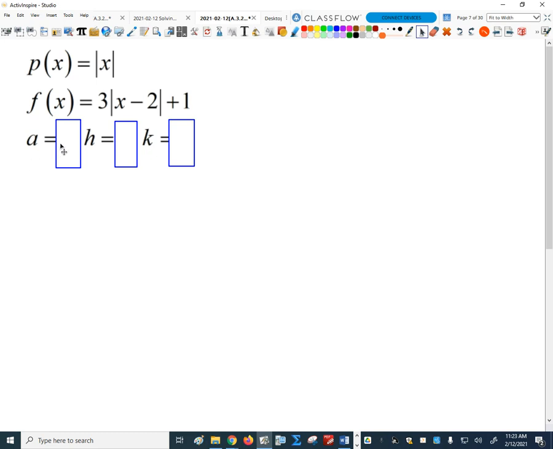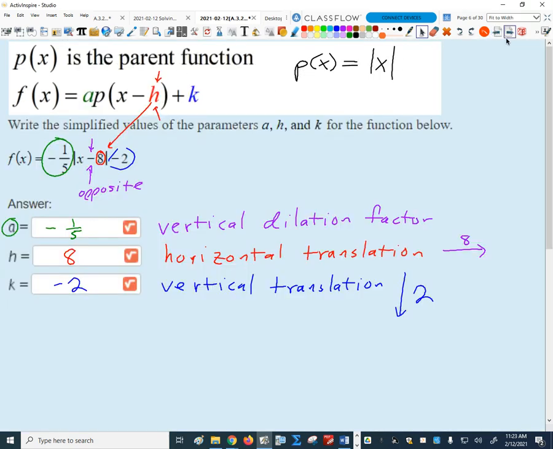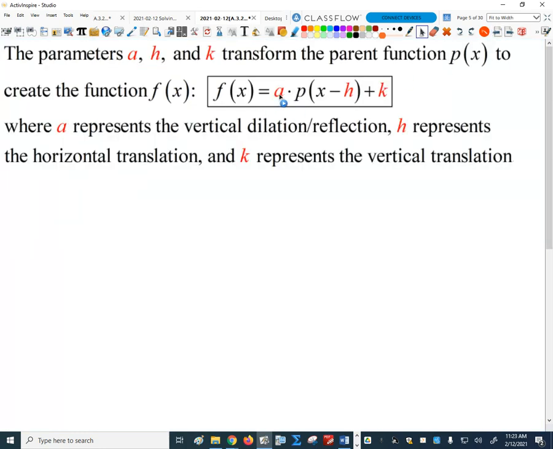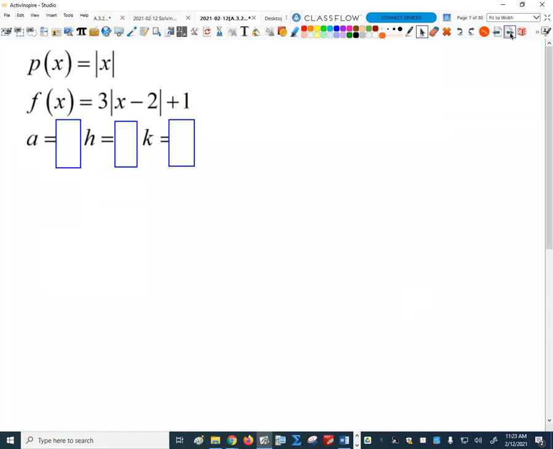Questions for Emily. What's the value of A? I'm not sure. Okay. Anybody got an answer to that? What's the value of A? 3. Yeah, it's 3, isn't it? Good. A is the number that's being multiplied outside, right? By our parent function. And so that's going to be a 3 this time. The number being multiplied by the absolute value function is a 3.